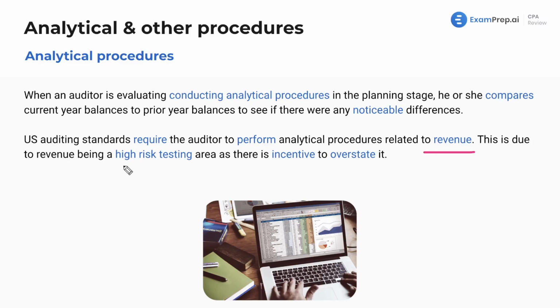This is due to revenue being a high risk testing area as there's an incentive to overstate it. Managers want to overstate revenue. That's going to help them get performance related bonuses if revenue is increasing. So that's something you could definitely see in a question. That being said, let's wrap it up and send you on your way.